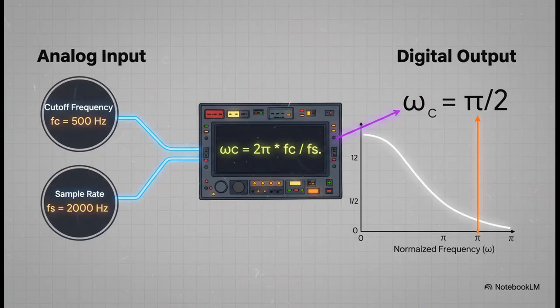And this simple formula is the bridge. The digital cutoff, omega sub c, is just 2 pi times the analog cutoff in hertz, all divided by the sampling frequency. So in our example, if you have a 500 hertz cutoff with a 2000 hertz sampling rate, you get exactly pi over 2, which is the exact cutoff we started our design with. See? This is how the math connects directly to a real-world application.